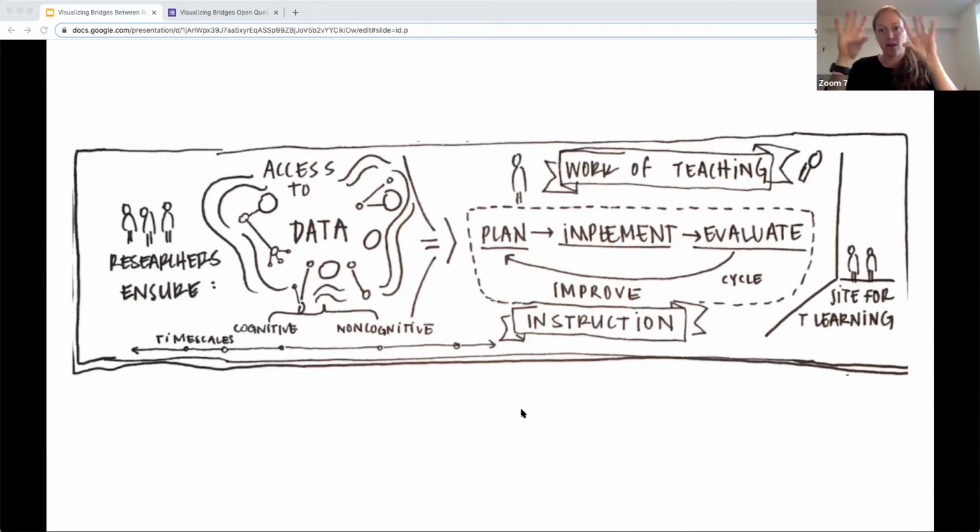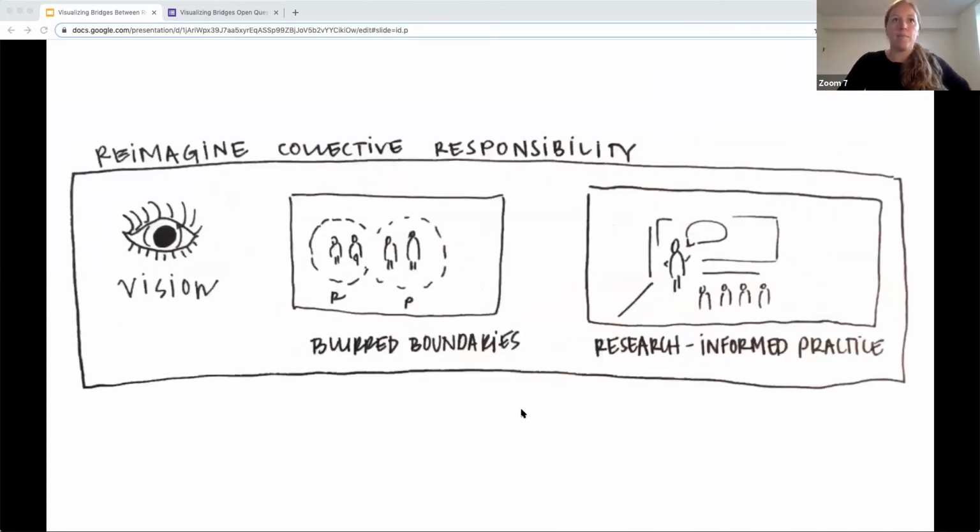So right now they kind of work in their two spheres, and if we can link them in a really effective way, we have the opportunity to harness a lot of manpower to increase student learning. And so what are we asking? So we essentially are trying to reimagine a collective responsibility. What would this look like if we had a shared vision between practitioners and researchers, if the boundaries were blurred, and if research-informed practice was the thing that brought us together?